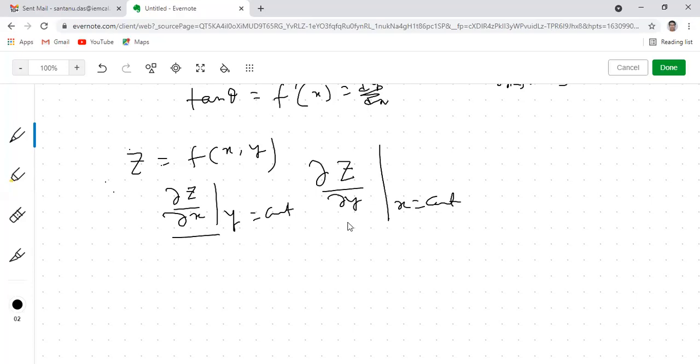So what is the significance of these partial derivatives? In the case of a function of one variable, you know that we can draw a tangent along a curve. In the case of a function of two variables, there will be three axes: two independent axes, x and y, and this is, let's say, z. So there is a surface. Geometrically, z equals f(x, y) represents a surface.